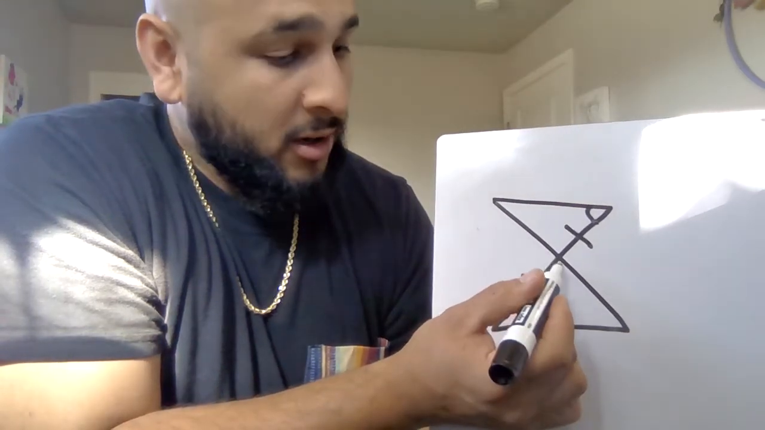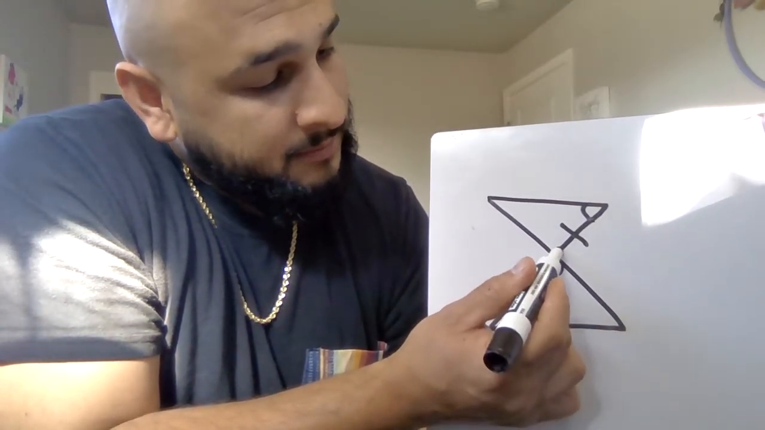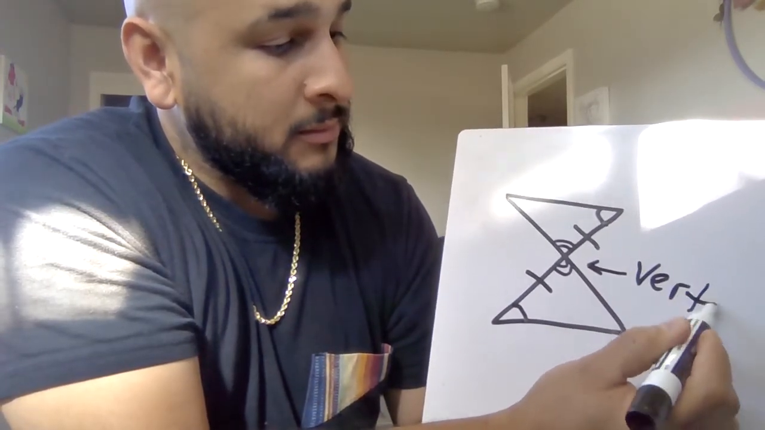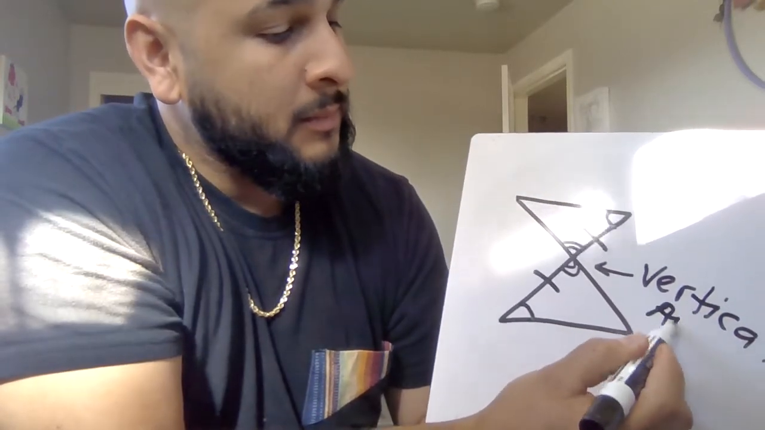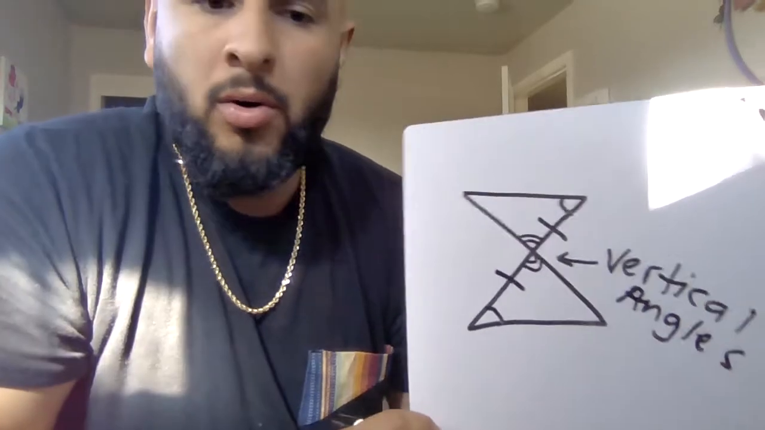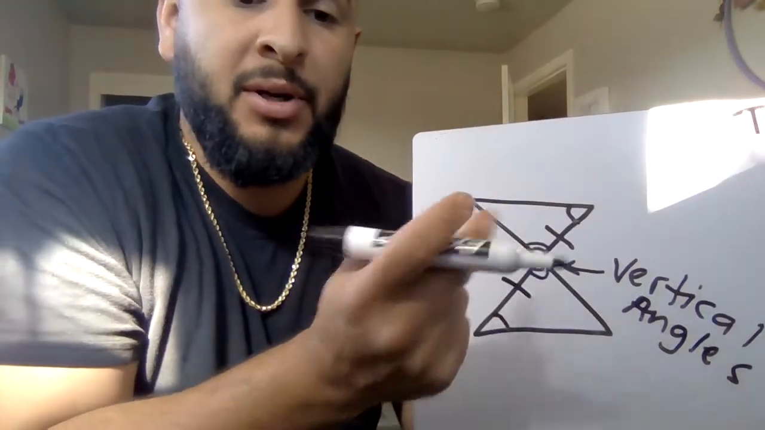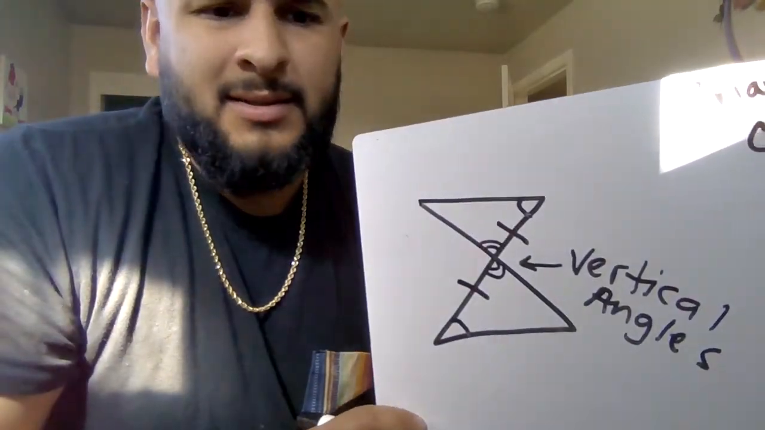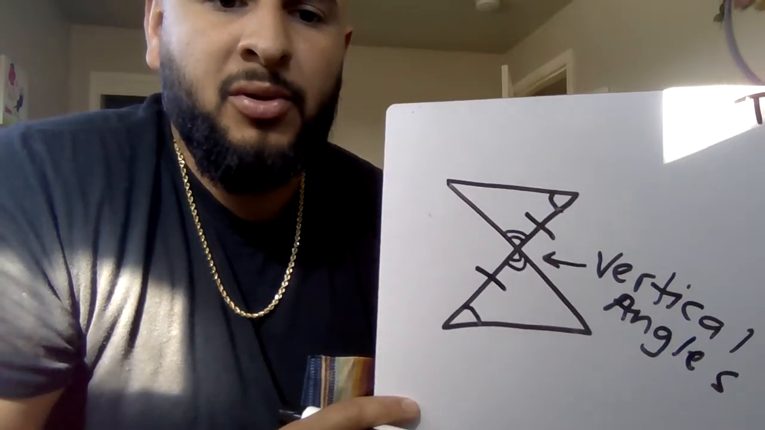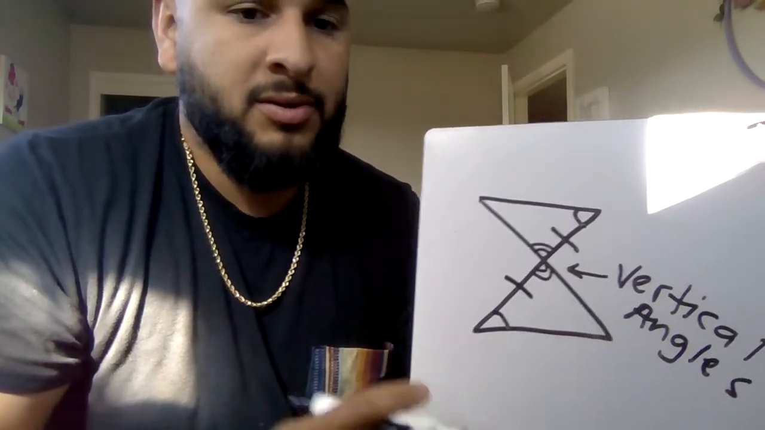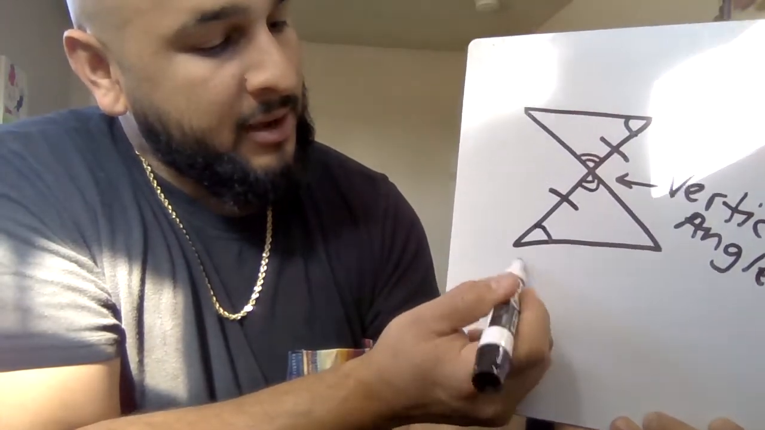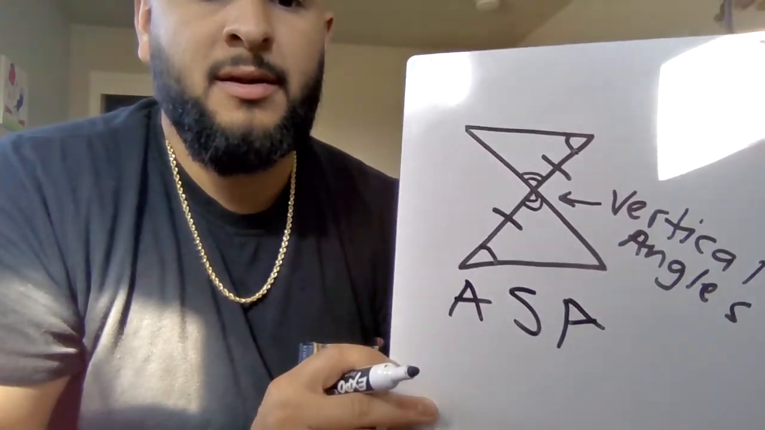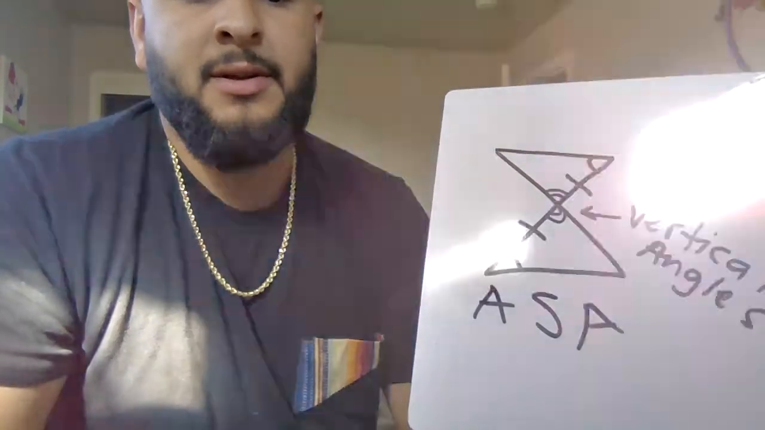These here in the center are called vertical angles. Vertical angles are always congruent. They didn't even need to put it because vertical angles, it's almost like a part that you can use for a proof. Vertical angles are always congruent. So now I have the theorem angle, side, angle, which is another one. Angle, side, angle is another theorem. So we learned four congruence theorems.